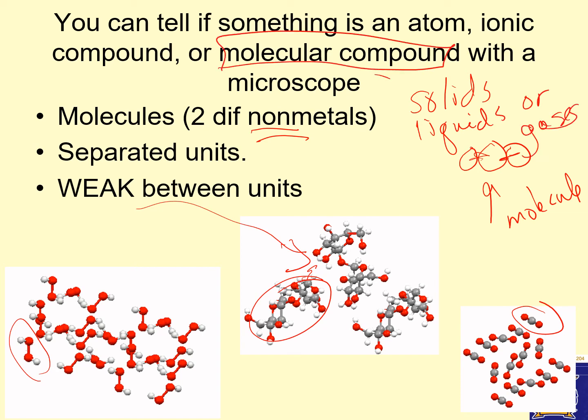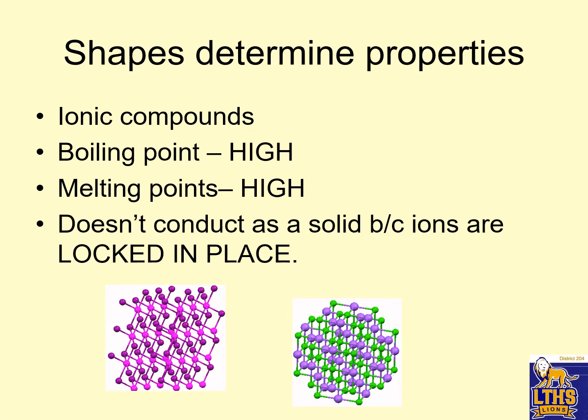So all the ones on this page are molecular, and remember, sometimes we call molecular covalent. Okay, the shapes of the compounds, or the bonding of the compounds, determine their properties. Ionic compounds, here are the properties. High boiling points, high melting points. It's going to take a lot of energy to make them turn into a liquid, and a lot of energy to make them turn into a gas.